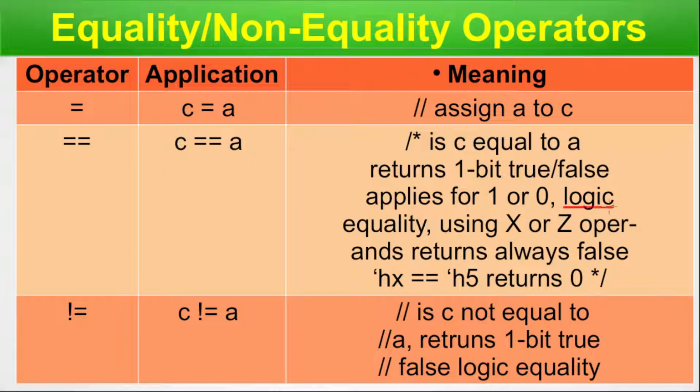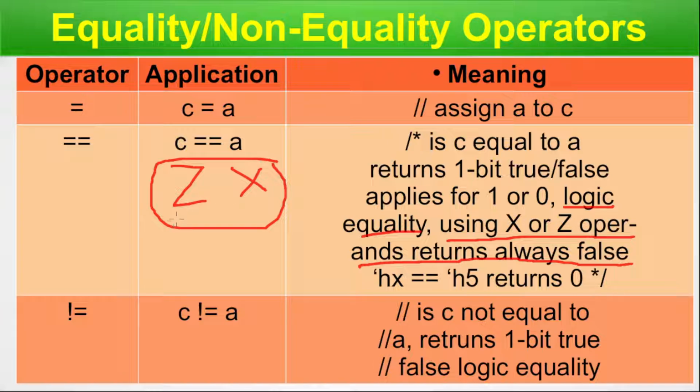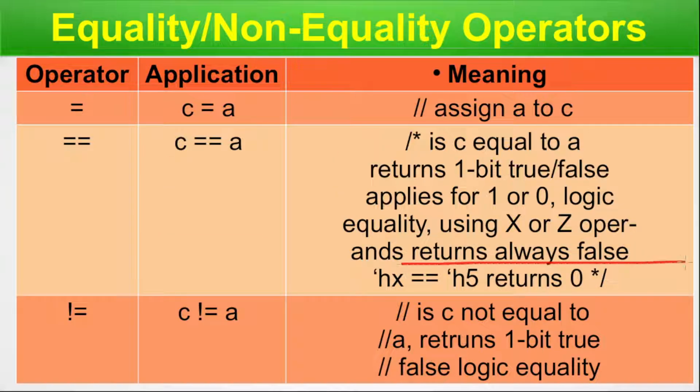This logic equality using Z or X operands returns always a false. So we cannot use Z, we cannot use X. We know in digital electronics these two states exist, that is Z and X. However, this cannot handle the Z and X and returns always false. So remember this thing. This can be used for 1 or 0 and not for Z or X. This will not work with this particular operator.